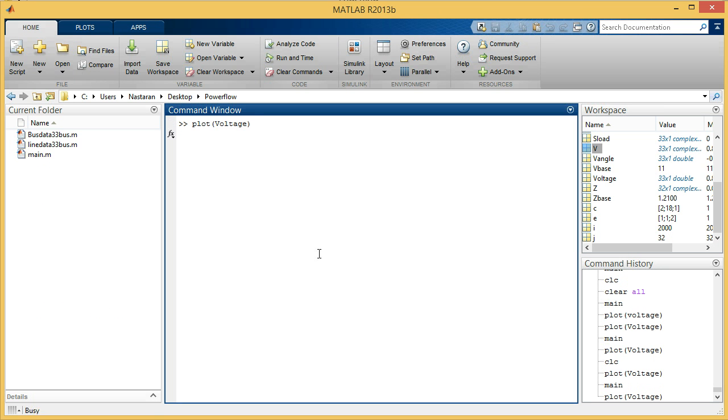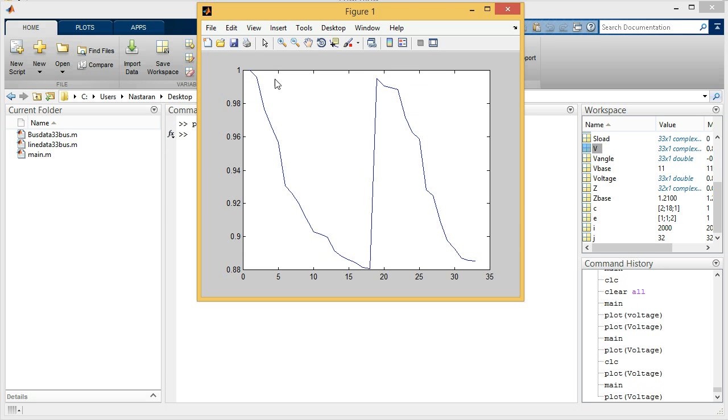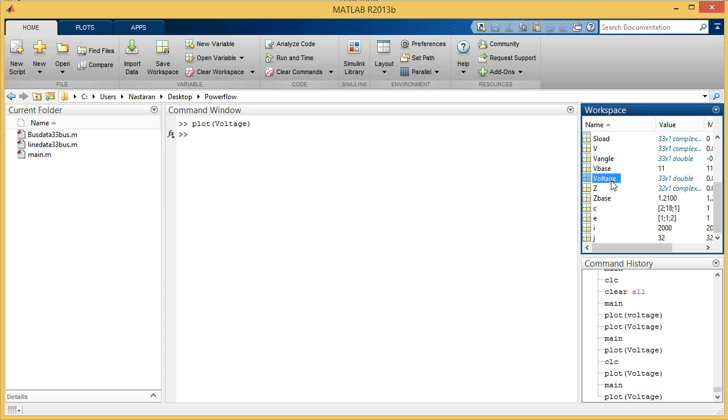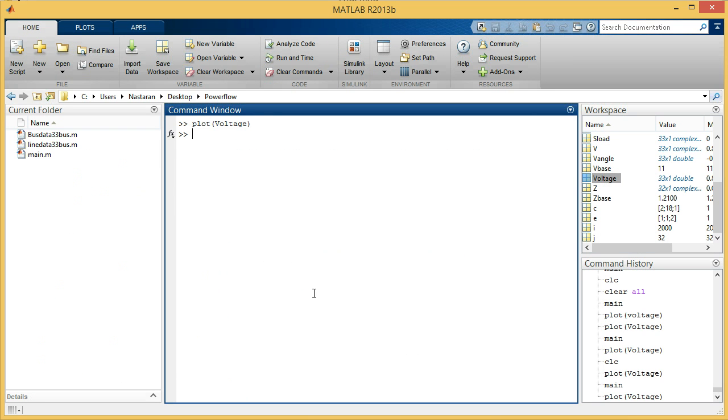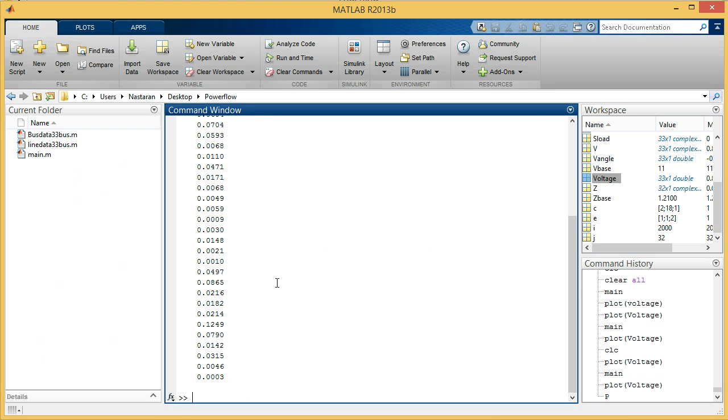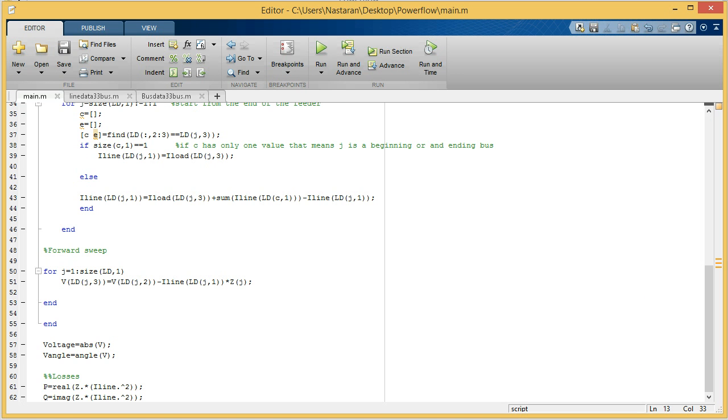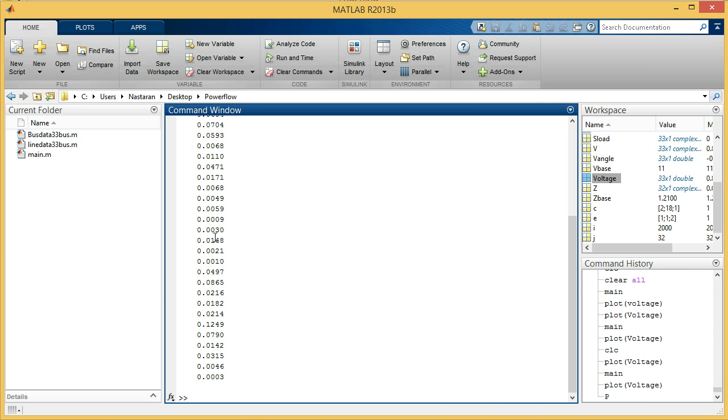Okay, plot voltage. Yeah, okay, you can see the problem is fixed now, and my voltages are like this. You can see the angle or the power losses as well. Let's see how much power loss we have. P. This is the power losses in each line, and they are in per units, of course. That's why they are so small number.